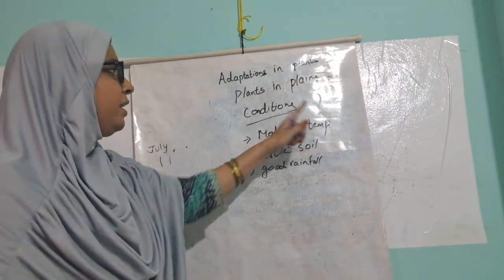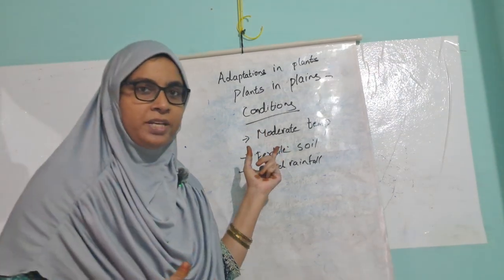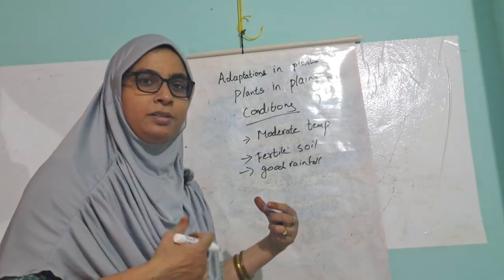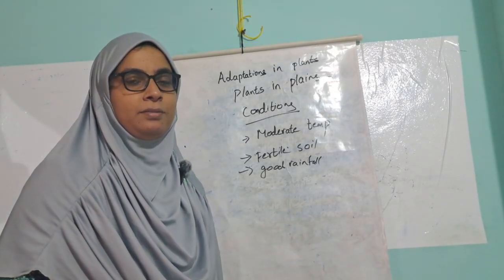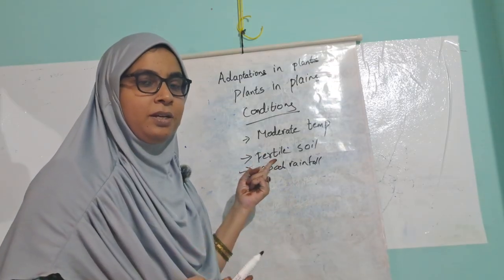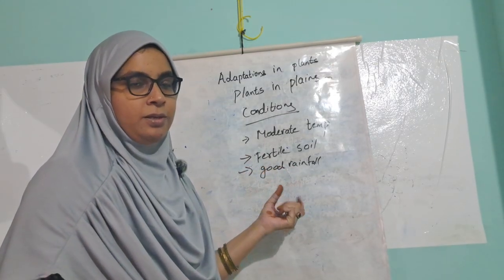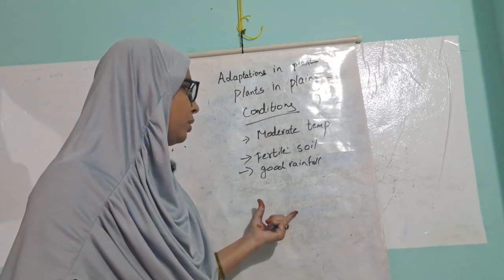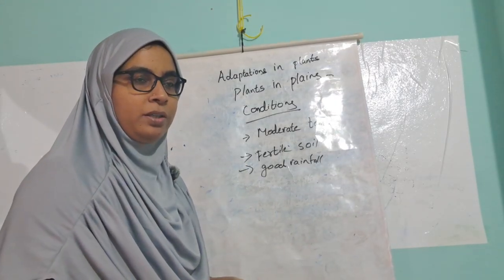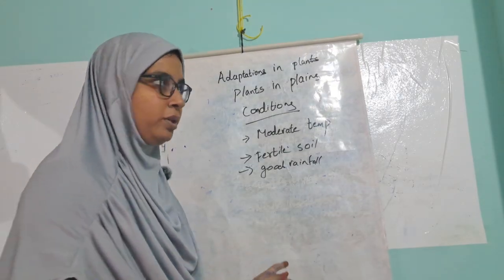So, in plain areas, the temperature is very moderate, they have good rainfall and fertile soil. So, in these areas, the temperature is moderate, they have fertile soil and very good rainfall. So, what are the plants? How do they adapt to the environment?